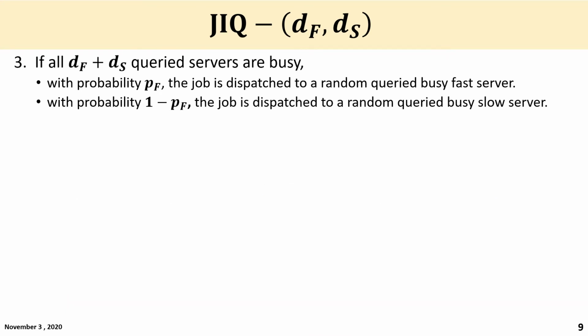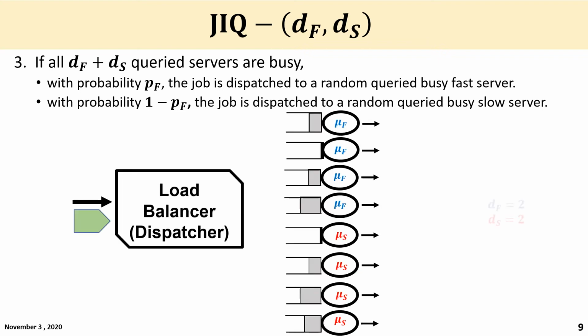Now, if we get all the servers to be busy in the queue, the job is dispatched randomly to one of the selected fast servers with probability PF, or randomly to one of the selected slow servers with probability 1 minus PF. Below is the illustration of this.